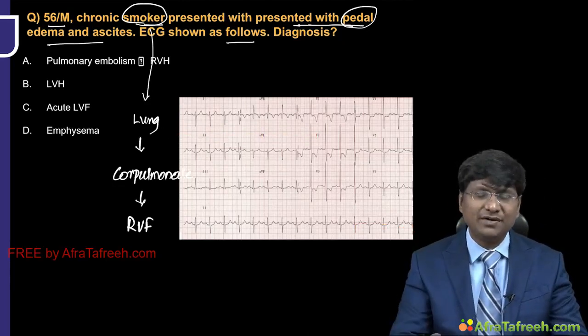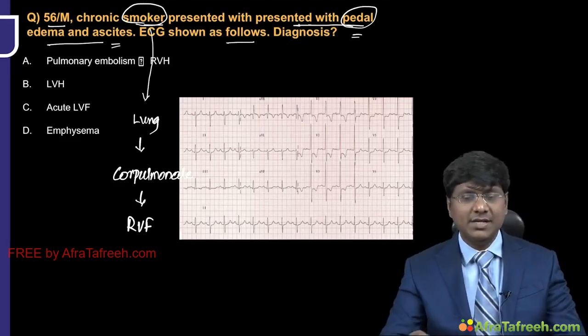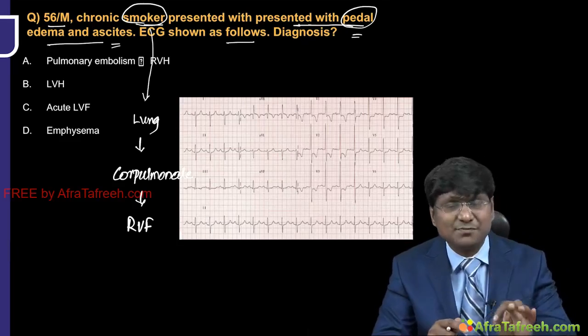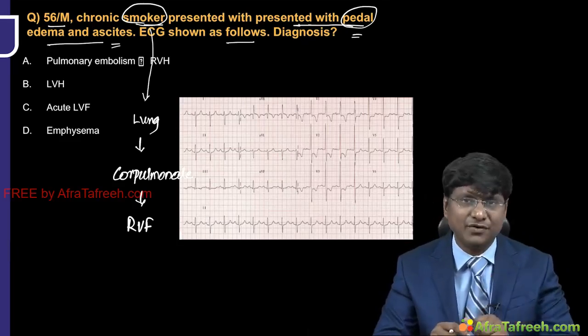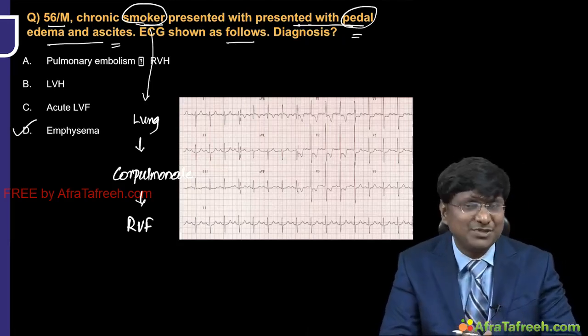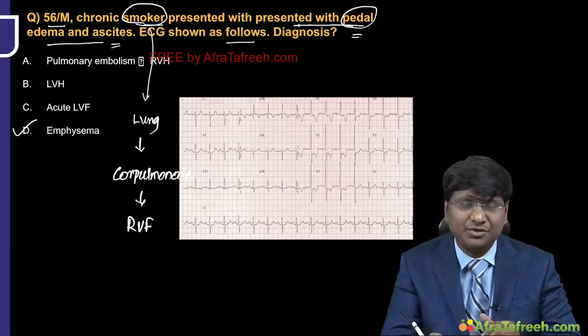So it is because of right ventricular failure that there is development of pedal edema as well as the ascites. Now, which among the options which has been given to you is responsible for the development of cor pulmonale in a smoker? That is the emphysema. So emphysema is more common in smokers. That is nothing but COPD.